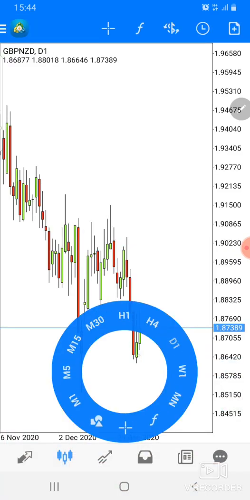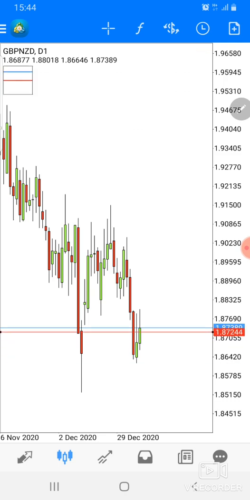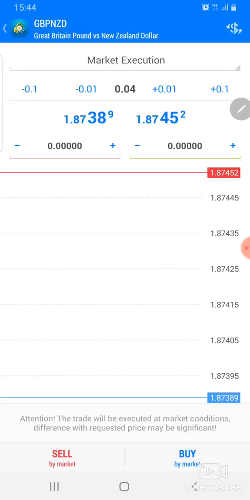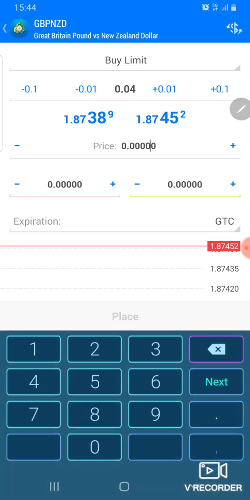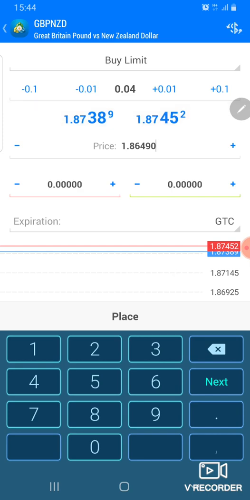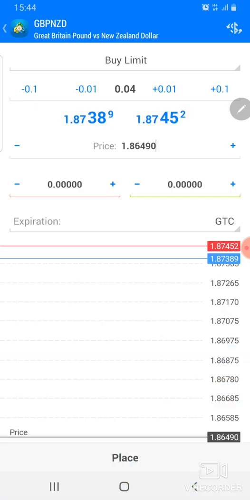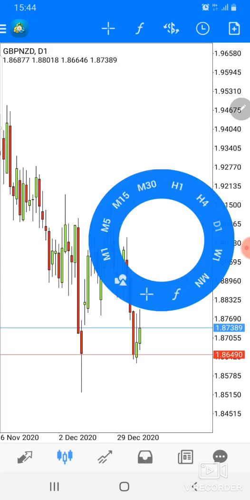So a buy limit or sell limit, how does it work? For instance, let's just say you put a buy limit. Usually a buy limit happens when you expect the market to go down first before going up. So for example, if you take a buy limit here at 1.86490. I can't place any order right now because it's closed. But if you put a 1.86490 buy limit, let's just say what happens there.